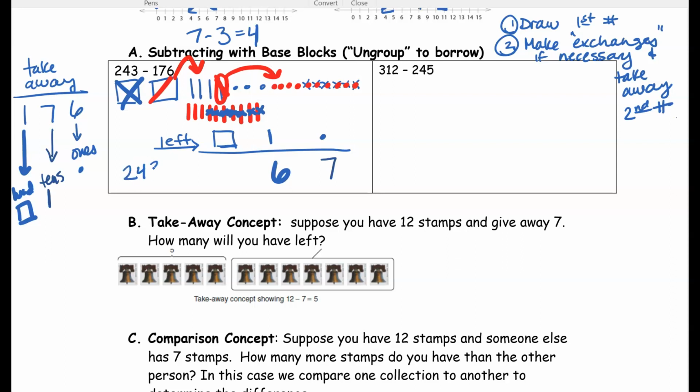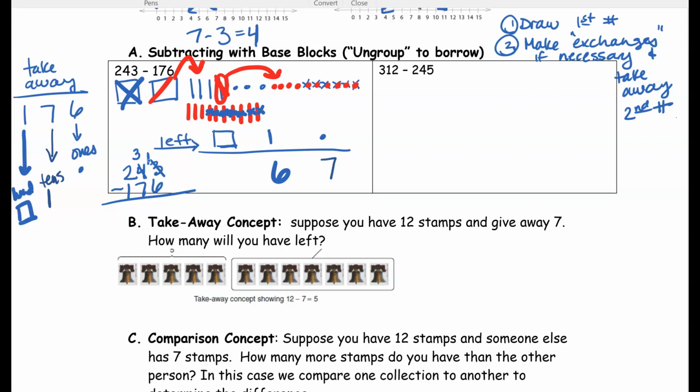So 243 minus 176. Let's actually work through that and think about what it means when we borrow, and how that relates to the picture. So I can't do 6 minus 3. So I have to cross this off, and I put a 1 in front. That's what we learn, right? We're going to borrow from the one to the left and make that a 3, and then we just put a 1 in front of the 3.